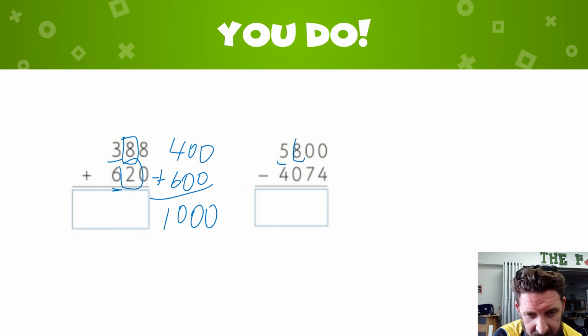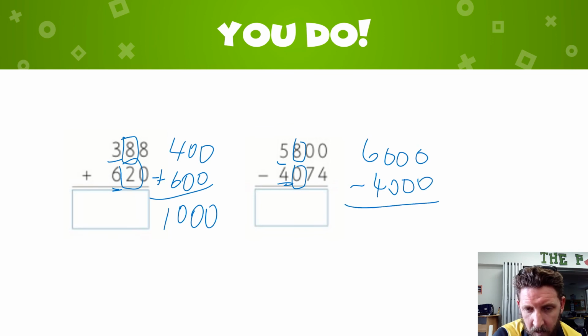I look at my next one. Underline my thousands. Box around the next. I know it's 600, 6,000, sorry. Take away. I look at my thousands. Box the next one, it's 4. It's going to stay there, 4,000. I know straight away that 0 take 0 is 0. It leaves me at the last house. 6 take 4 is 2.